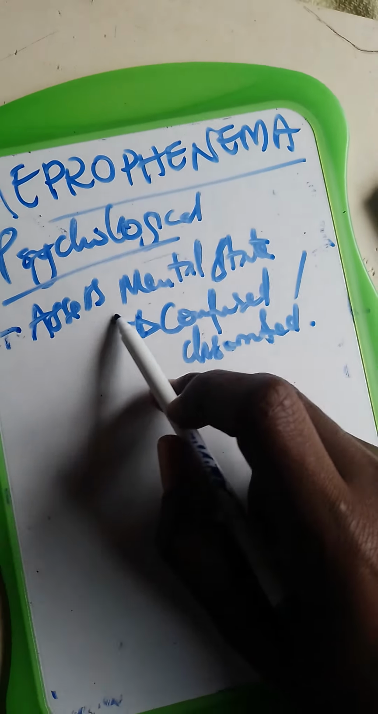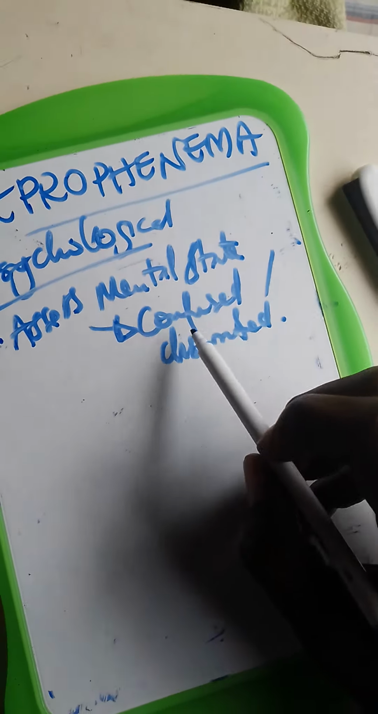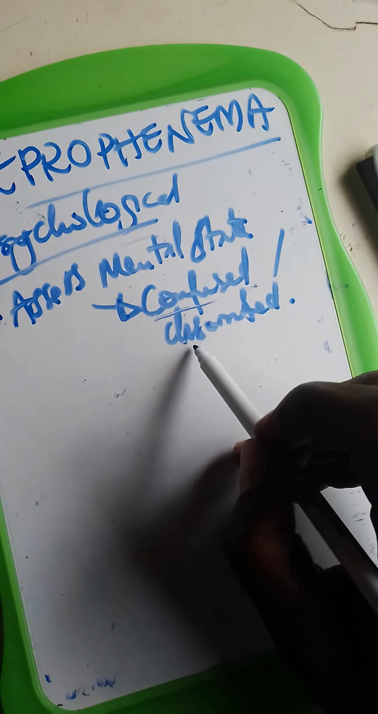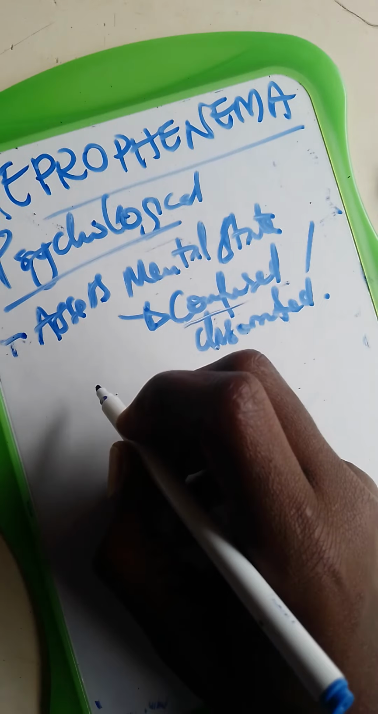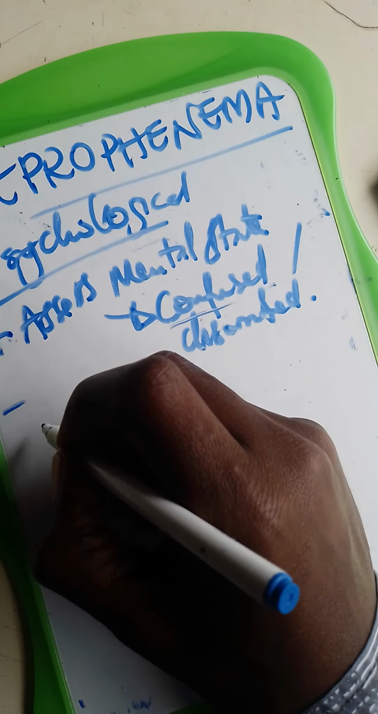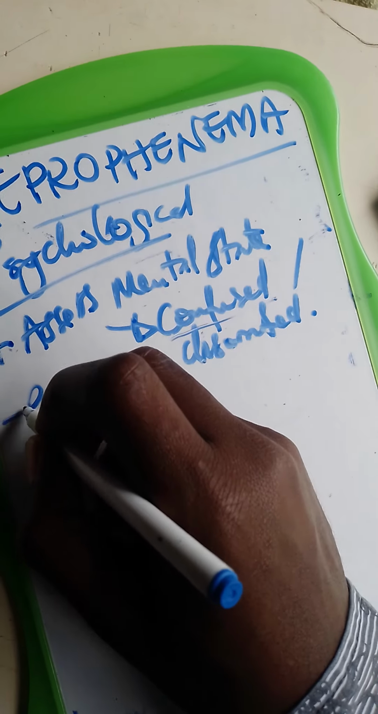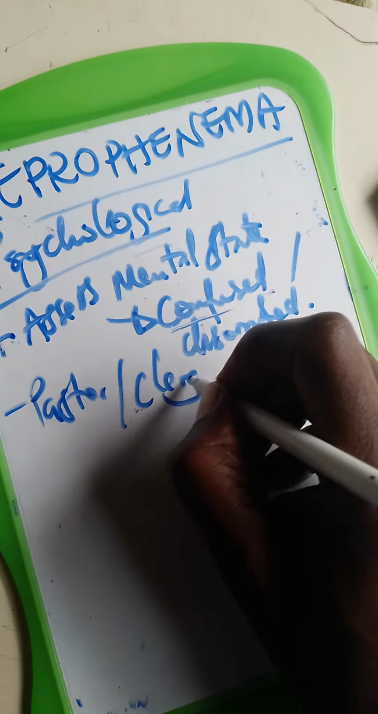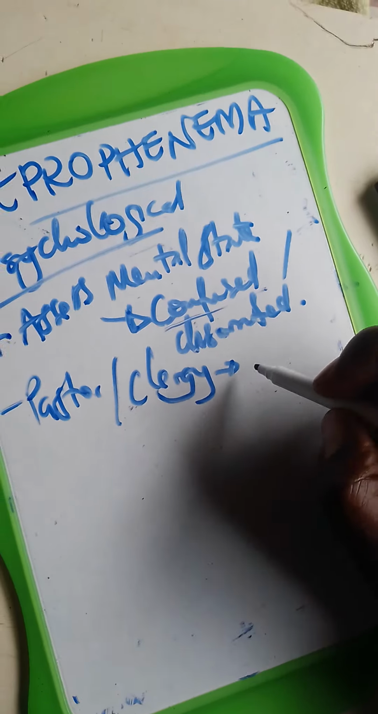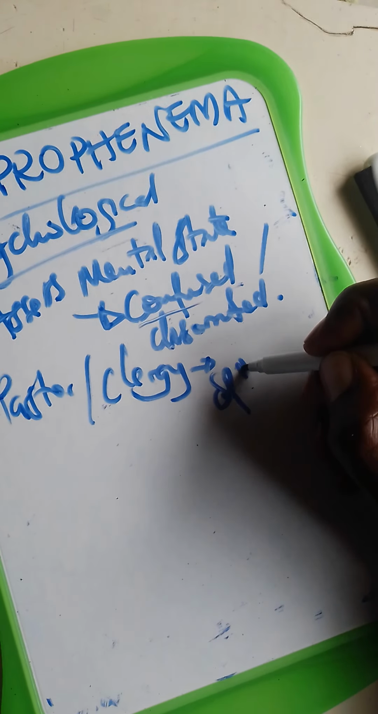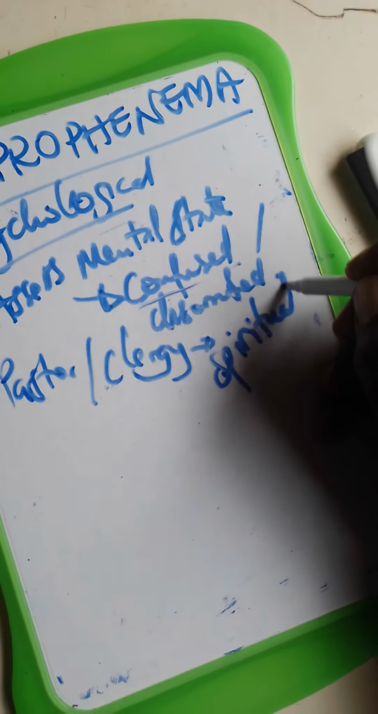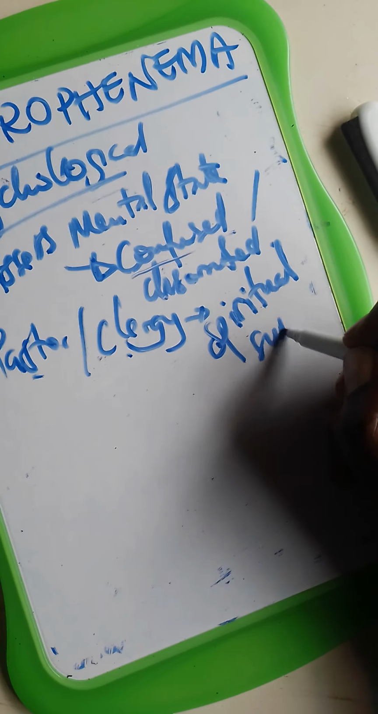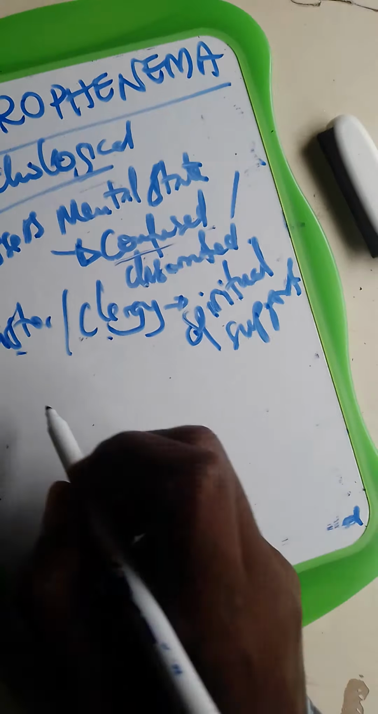So I am assessing the mental status of the patient to ascertain whether they're confused or disoriented. Then you'd go to other things in the nursing care: I will involve the pastor or the clergy. You're involving them because you want them to support the patient spiritually. So you say, I will involve the pastor or the clergy for spiritual support.